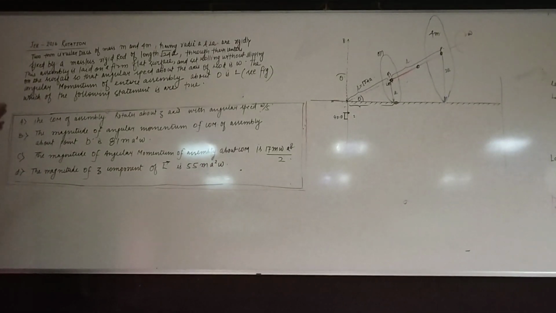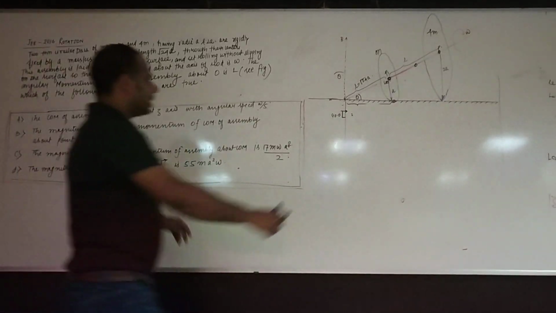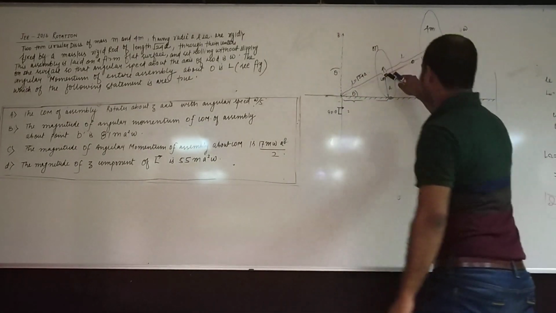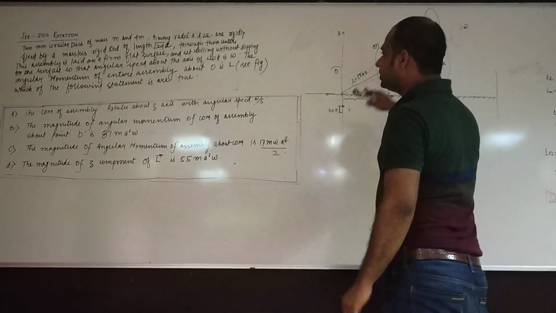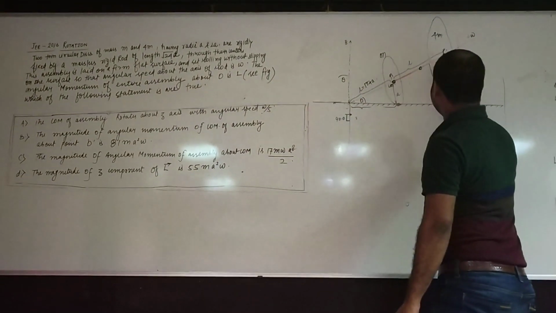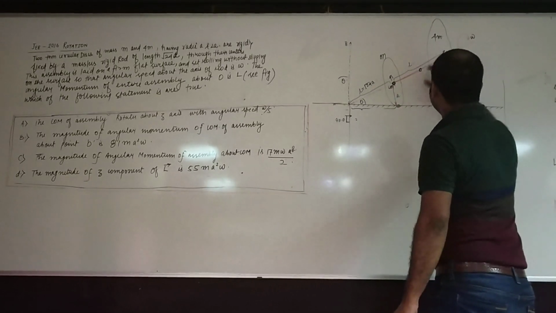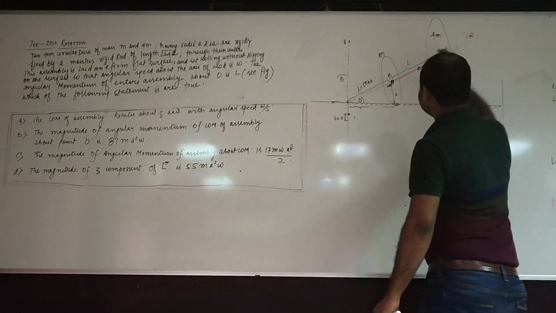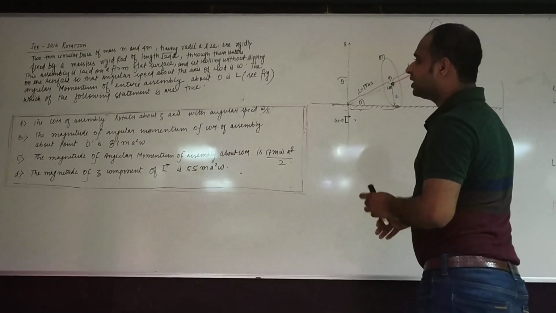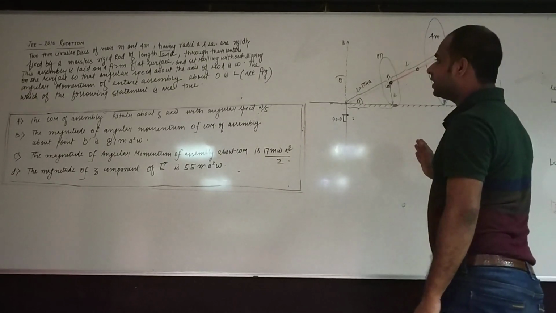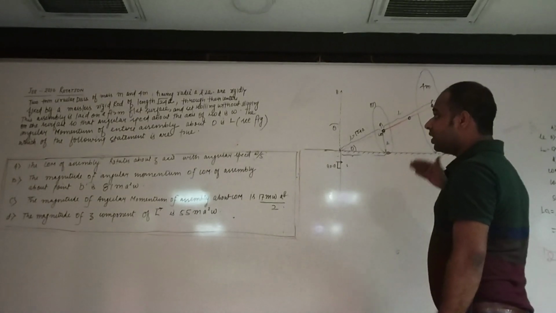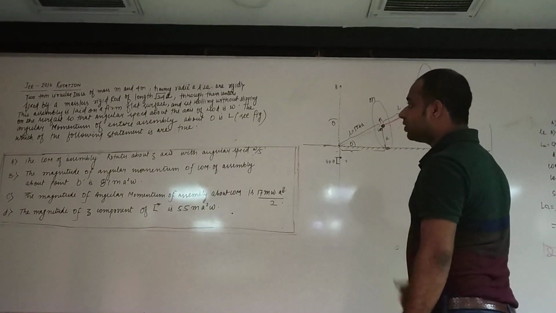Two thin circular discs of mass m and 4m. So we have two thin circular discs of mass m and 4m. This has radius a, this has radius 2a, and they are rigidly fixed by a massless rigid rod of length root 24a. We don't have a rod after this and we don't have a rod after this. Through their center, this assembly is laid on a firm flat surface and set rolling without slipping. Important information we have here is that it is undergoing rolling motion, rolling without slipping.